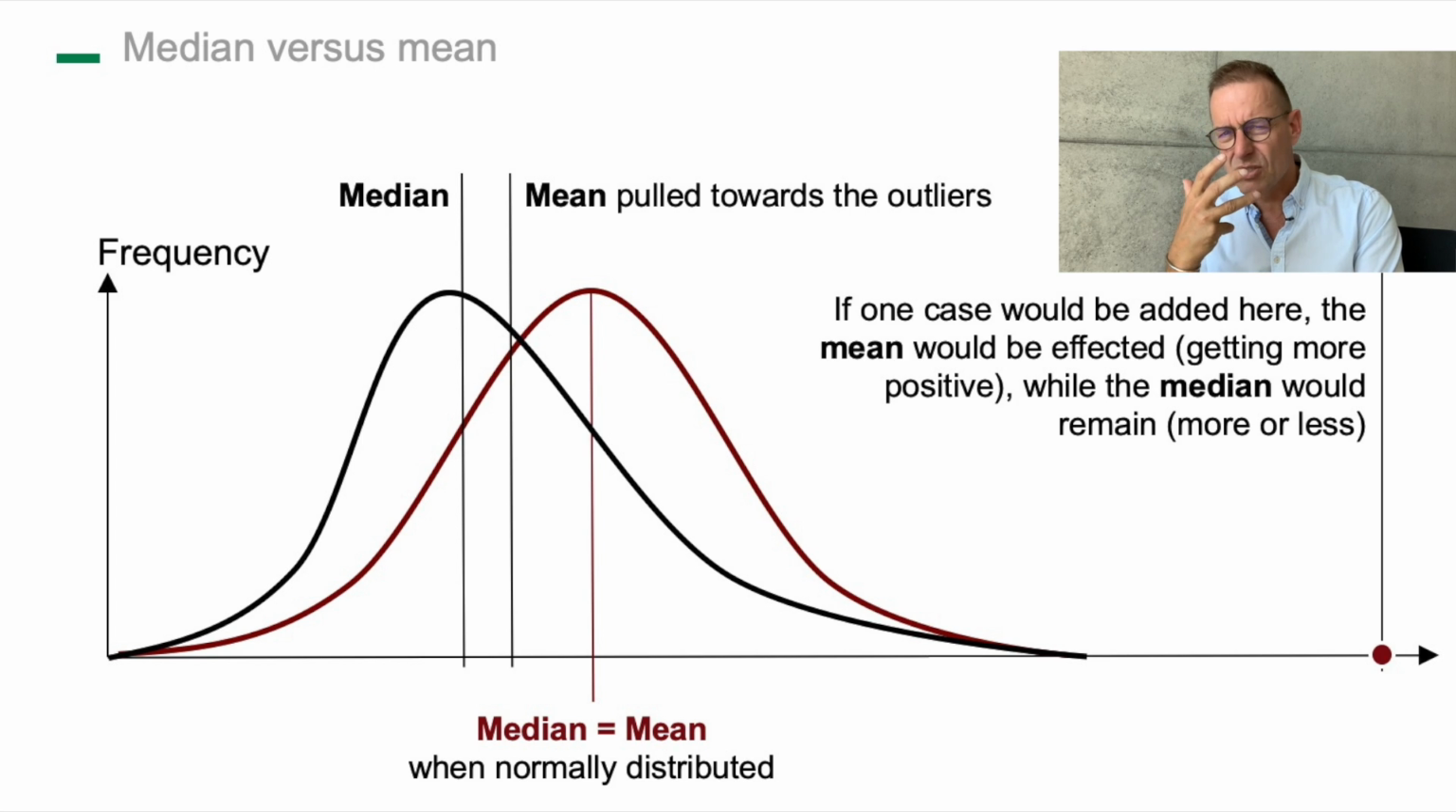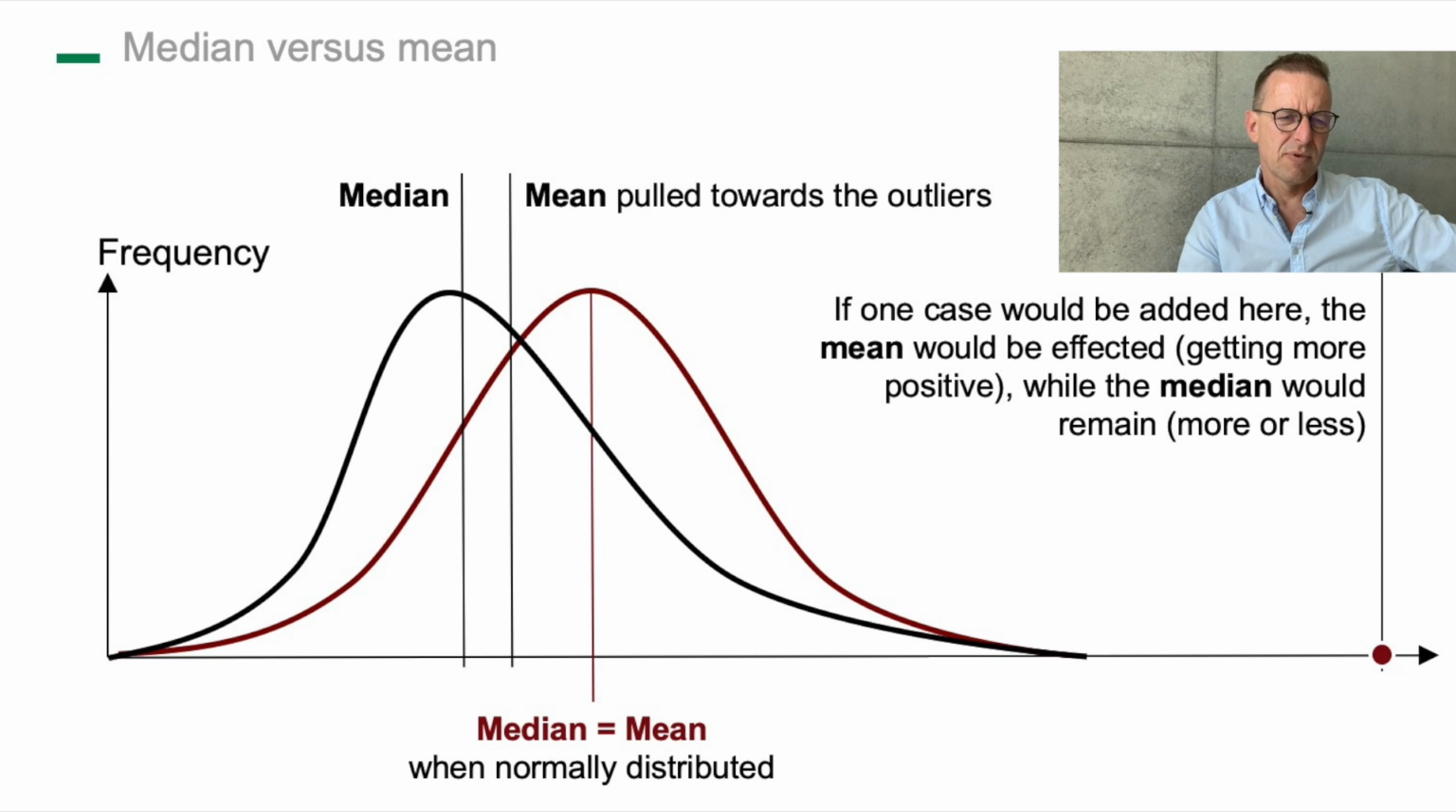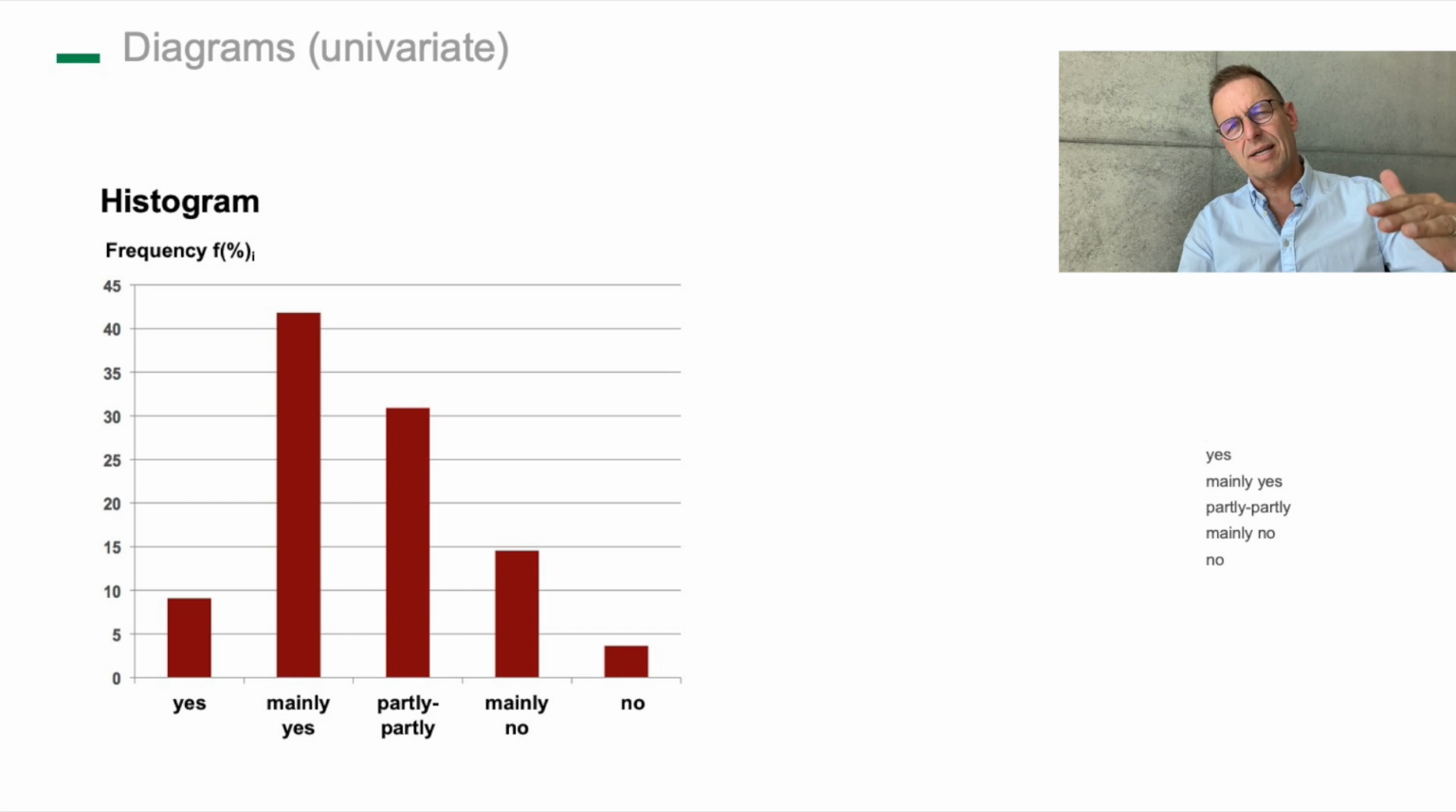So the median is a good statistical concept that is robust against outliers. And that's why we use it, okay? It's important. So when you add an outlier to a distribution, the mean will be affected and the median won't.